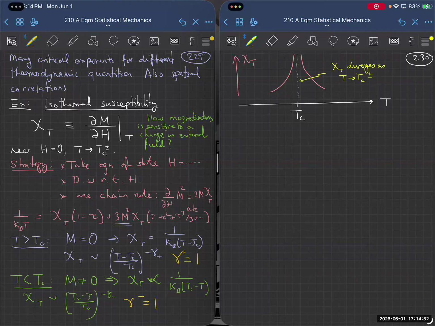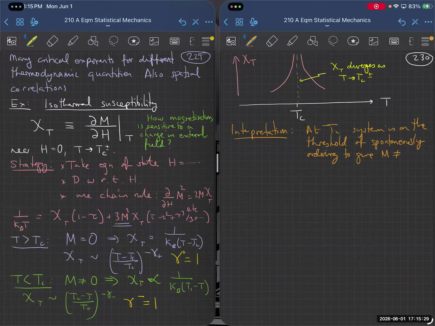So what that means is that at Tc, the system is on the threshold of spontaneously ordering to give a m that is non-zero.